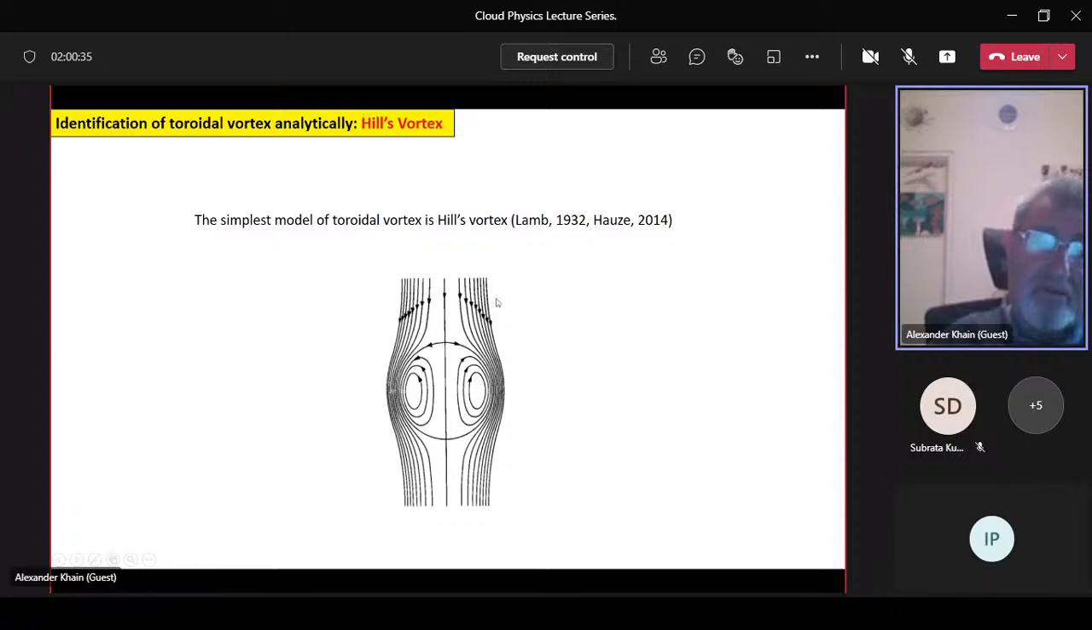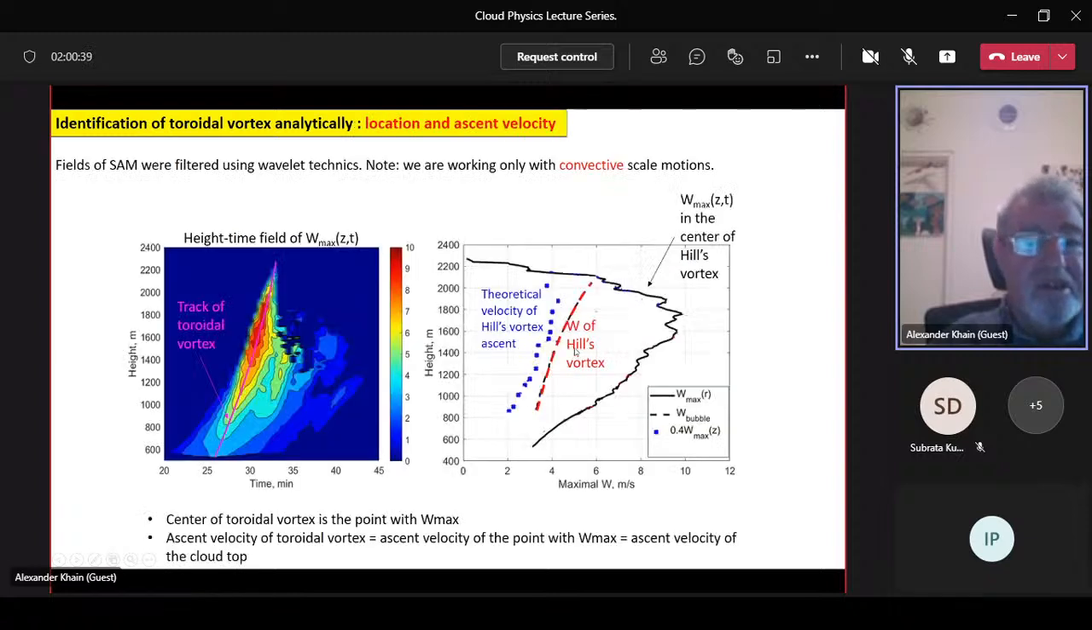We try to find and identify this vortex within the LES simulations. First of all, we need to identify location and ascent velocity. I showed you already the height-time dependence of the maximum of vertical velocity. This is the maximum. And we assume, of course, that a toroidal vortex has maximum velocity in the center. So this is actually the trajectory in this coordinate system of the toroidal vortex, of the Hill vortex.